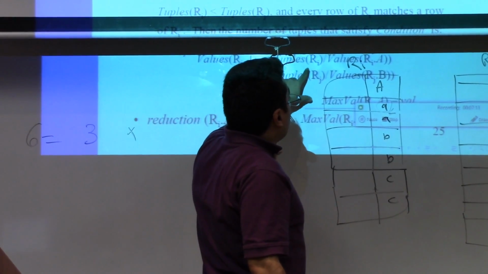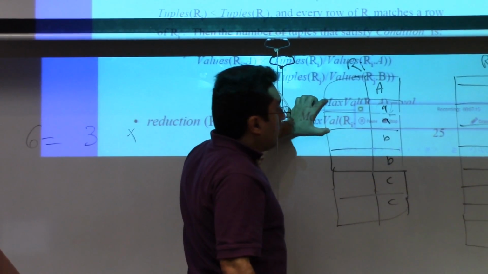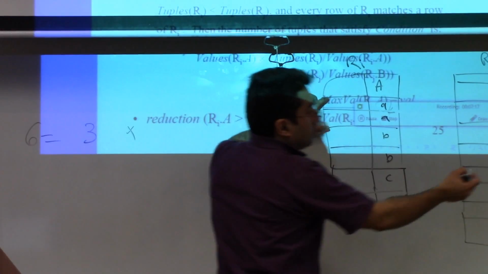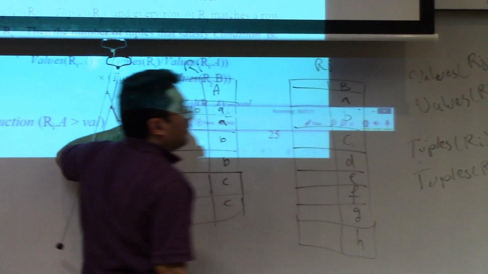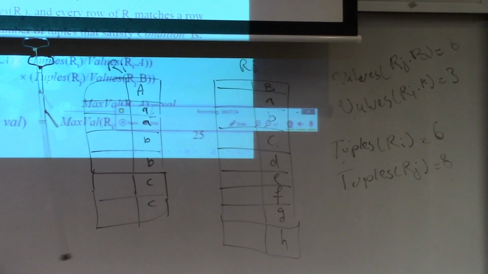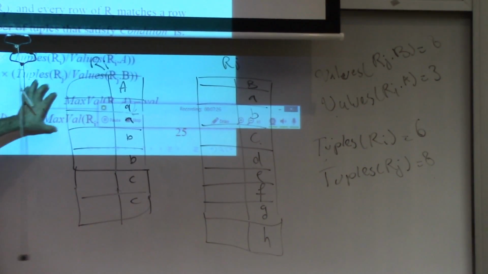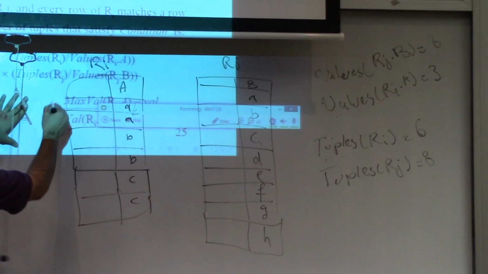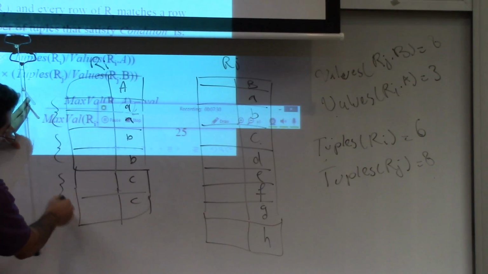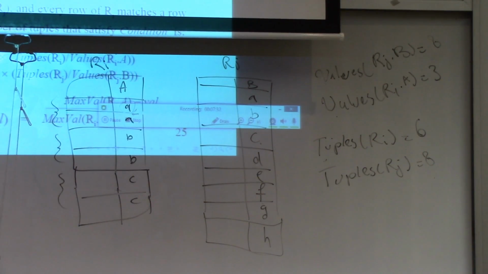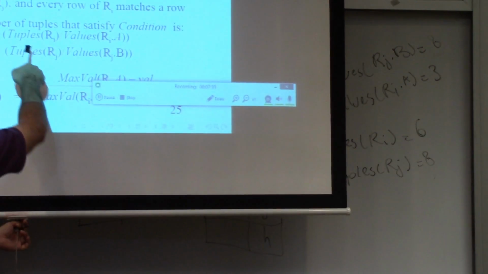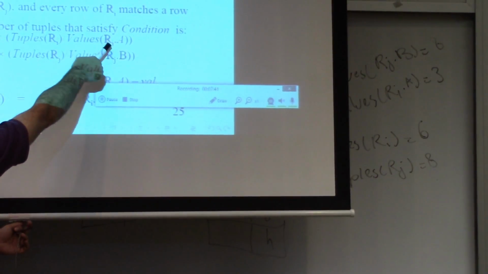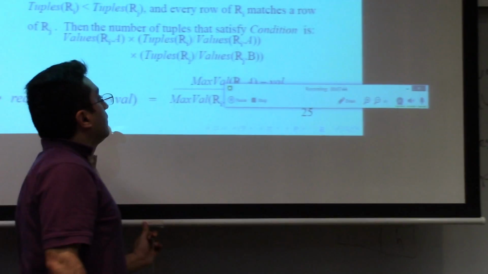Okay, so for each of these sections, how many records do we have? Tuples of Ri divided by values of RIA, right? For each section. This is one section. This is the second section. So, okay, how much is it? 6 over 3. This is what? Tuples of Ri divided by values of RIA.